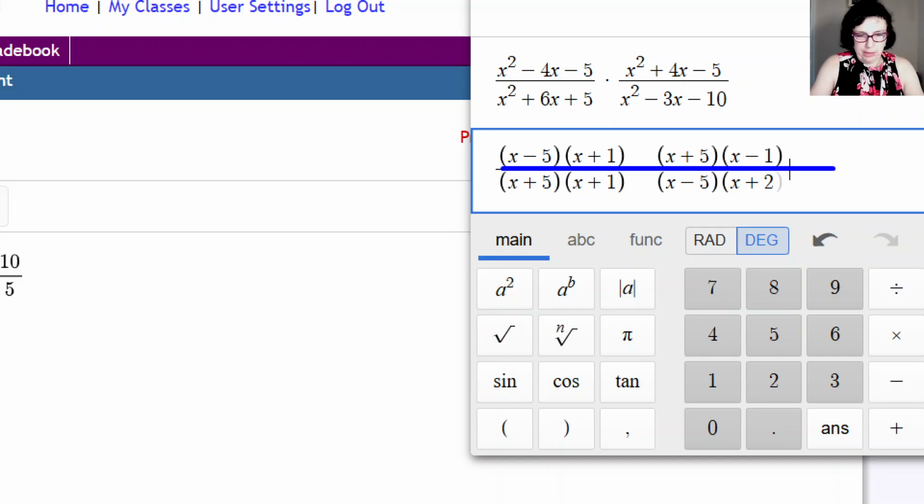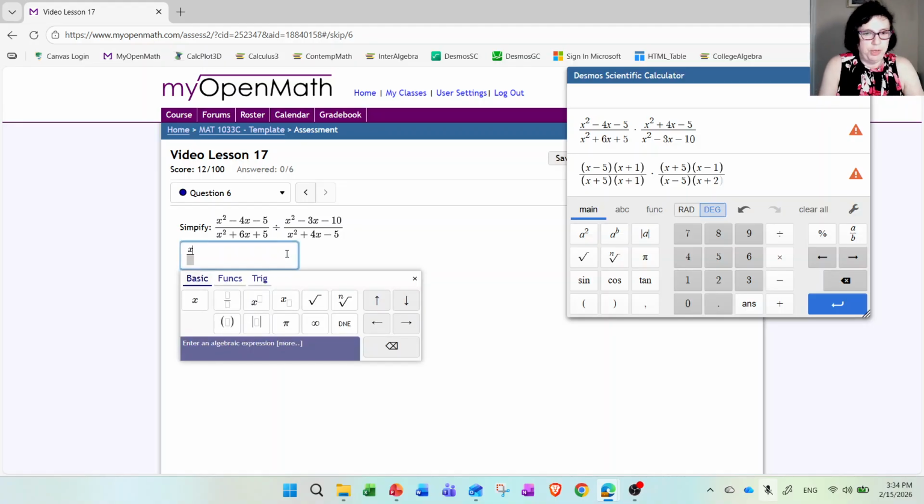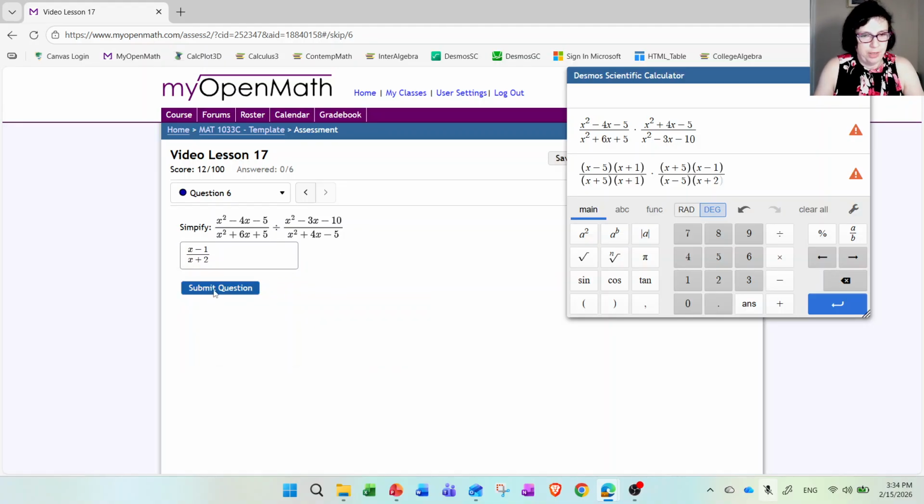What is it that repeats on the top and on the bottom? Well, x plus 5 cancels. Also, x plus 1 cancels. Woohoo, look at that. And x minus 5 and x minus 5 cancel. And all you have is x minus 1 divided by x plus 2. Now, I really like that. That's so much better than the original expression.